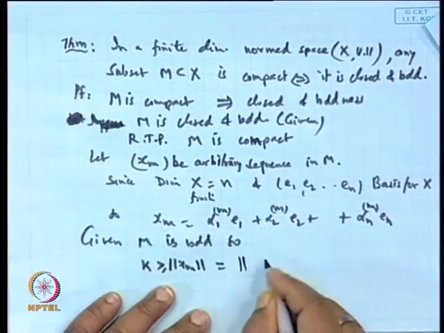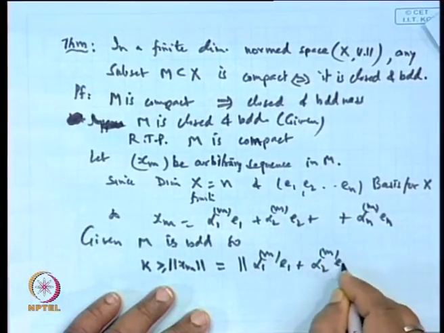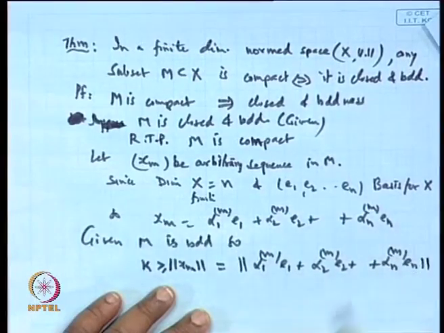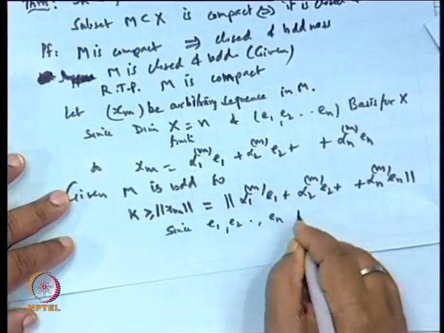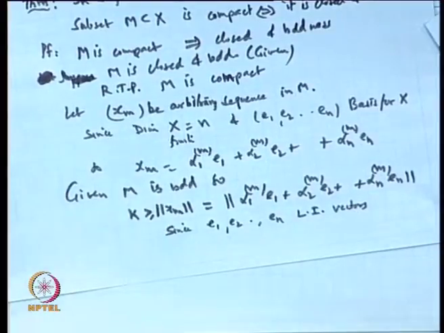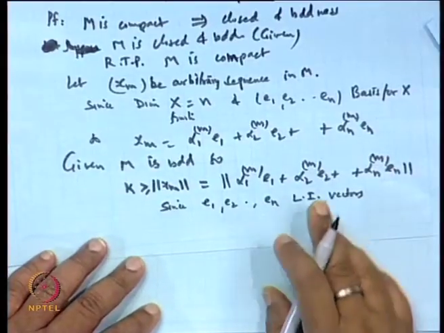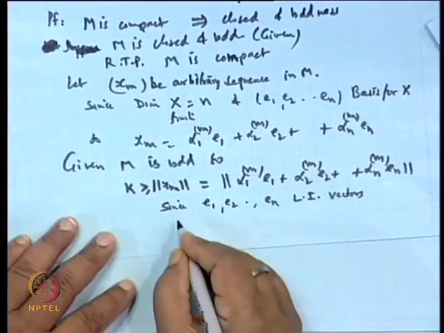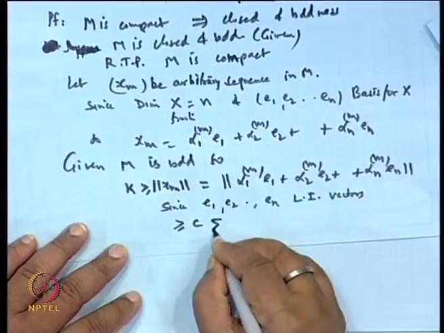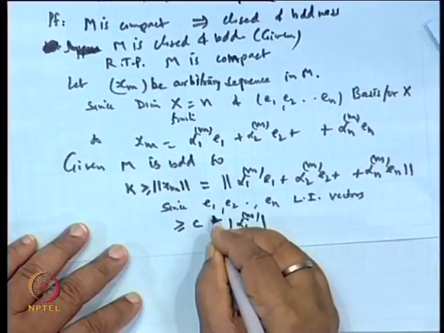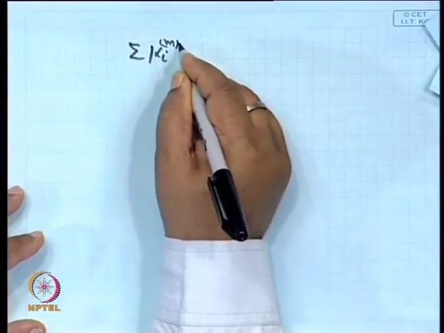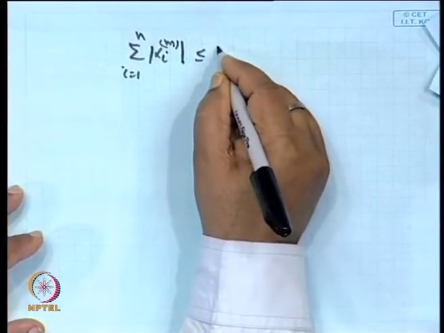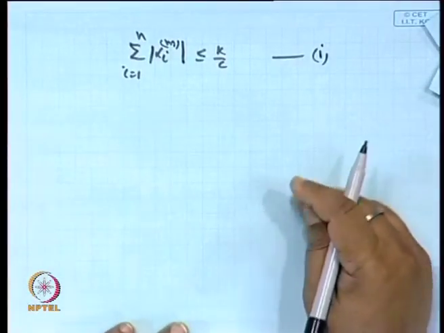But what is the norm? This is equal to the norm of alpha 1m e1 plus alpha 2m e2 plus ... alpha nm en. Now, again, e1, e2, ..., en are linearly independent vectors. So, by that lemma again, one cannot expect a vector involving a large number of scalars to have minimum length. It means there will be a constant c, where c is greater than 0, such that this will hold. Okay? So, from here we get that the sum of mod alpha im, i is 1 to n, is less than or equal to k by c, let it be 1. Okay?